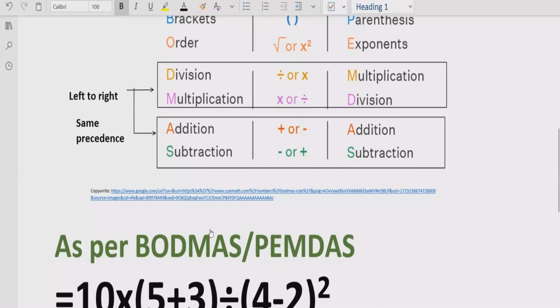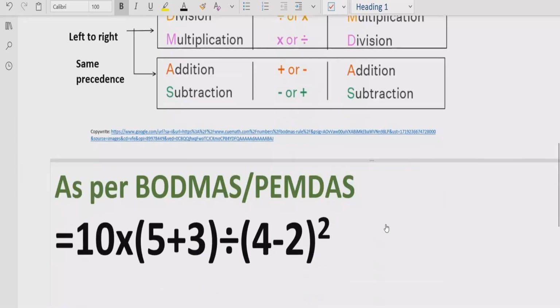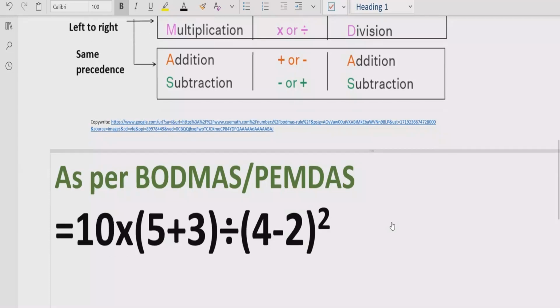Now, according to the BODMAS and PEMDAS rule, we will solve this expression. One more thing, these rules are similar, so you can solve using any of them, PEMDAS or BODMAS. You can pick any method and you will get the same answer. So now let's move toward the BODMAS rule or PEMDAS rule.